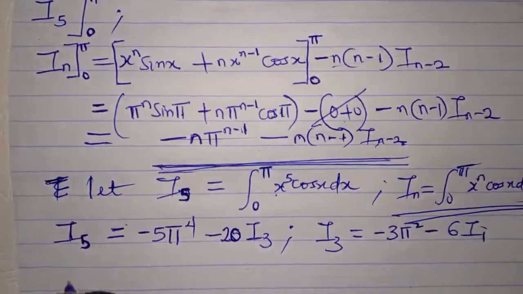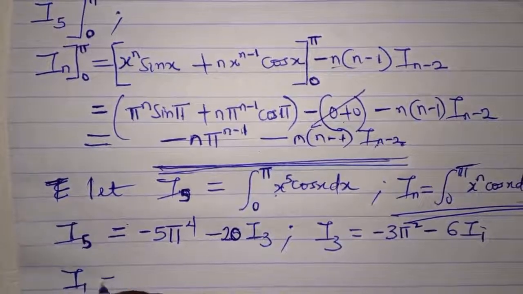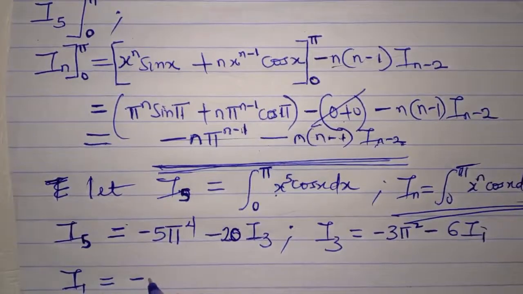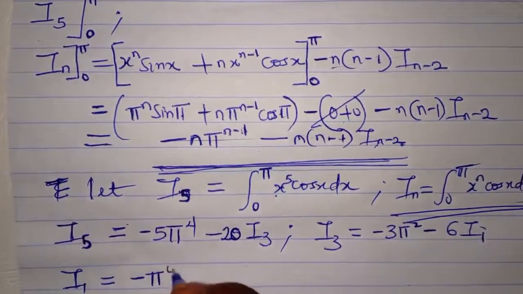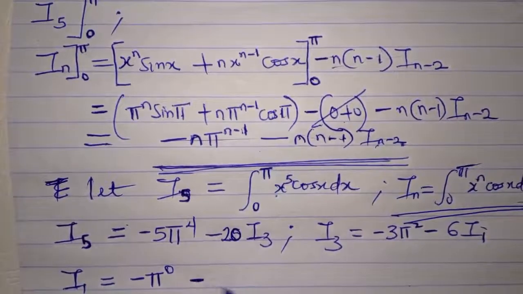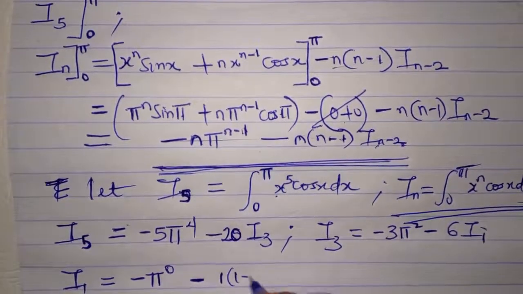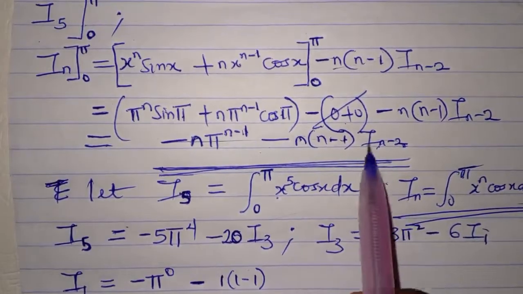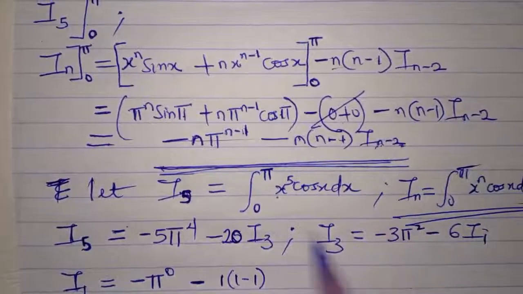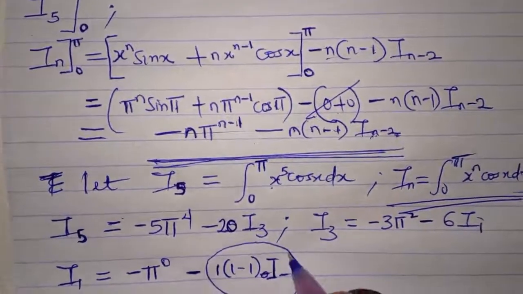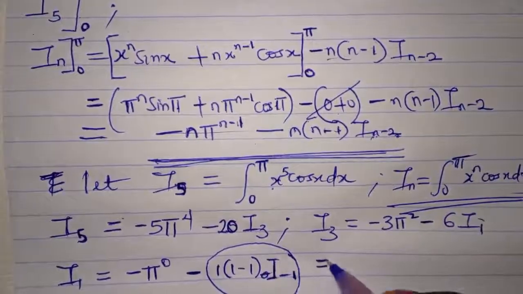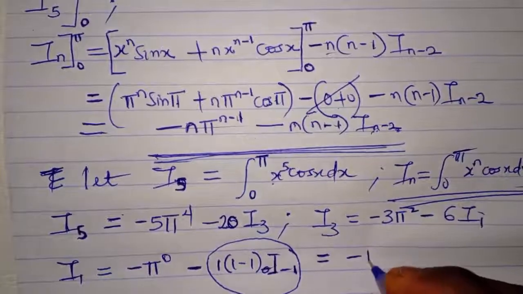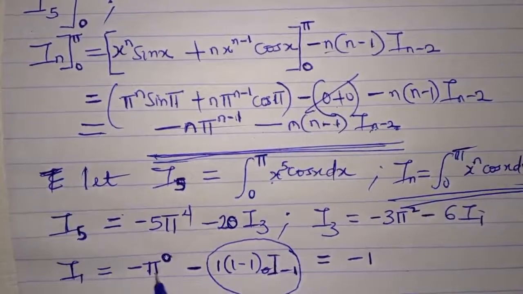Lastly, what will be I1? Now just watch carefully. I1 will be minus 1 times pi to the power of 1 minus 1, which is 0, minus 1 into 1 minus 1, which is 0, times I sub n, 1 minus 2 is minus 1. Everything here will give me 0. And we are going to say that this is equal to what? Minus 1, because this will give me 1. So we have minus 1.